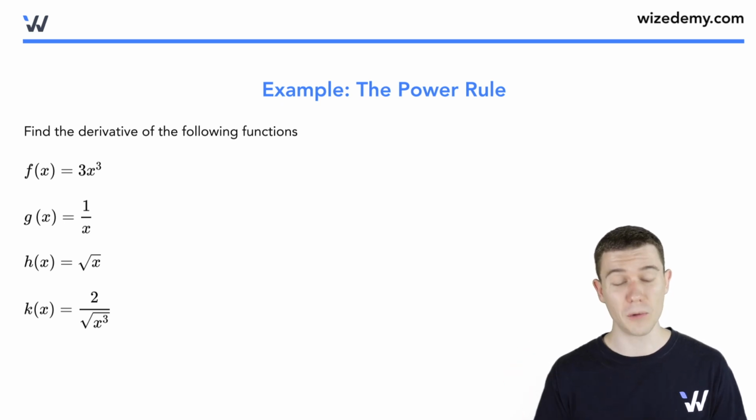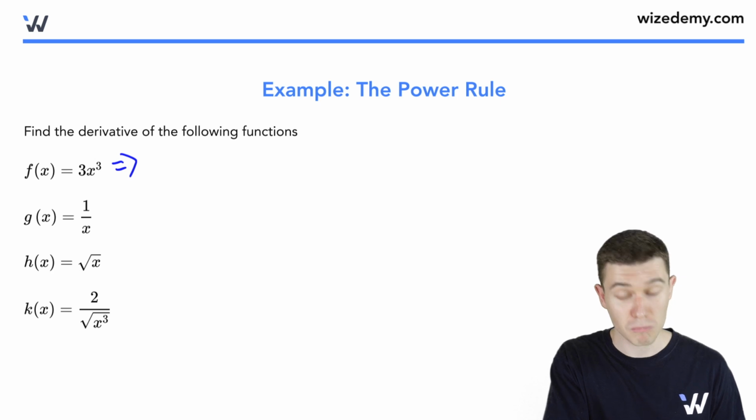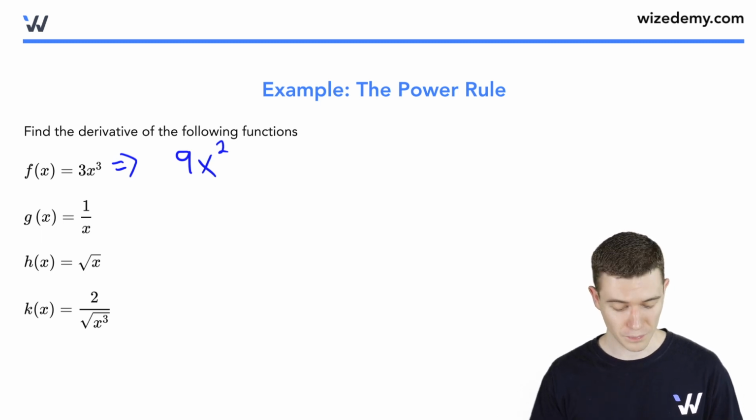Here we can straight apply the power rule. The power rule says we multiply by the power. 3 times 3 is 9. Subtract 1 from the power. 3 minus 1 is 2. 9x squared is the derivative.